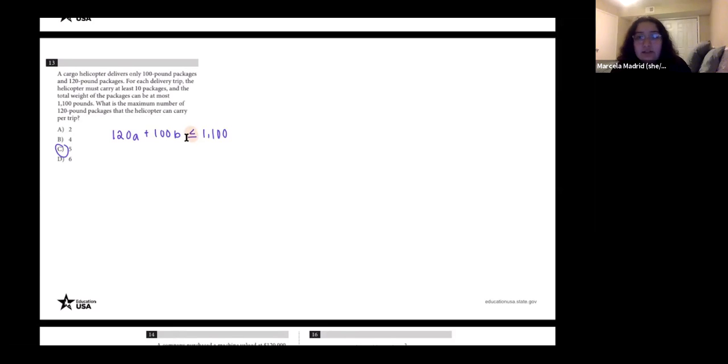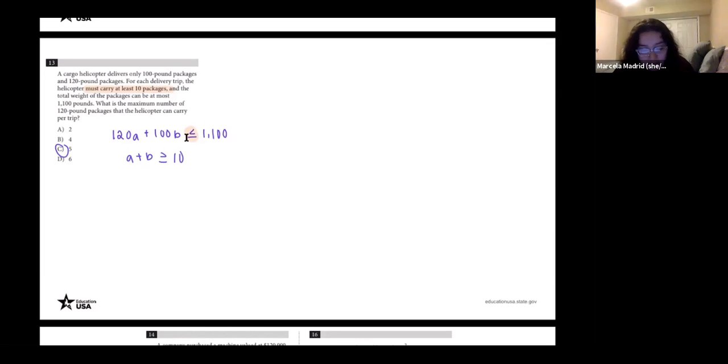For now, we're just going to treat it as normal. We're not going to mess with it right now. And then the next part is, because you're going to have more than one, you're going to have two, the part that says the helicopter must carry at least 10 packages. So now that you know the maximum weight, you need the minimum amount of boxes. And that one's going to be an easier expression. That one's just going to be A plus B. It has to be greater than or equal to 10.